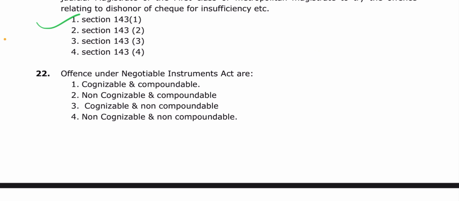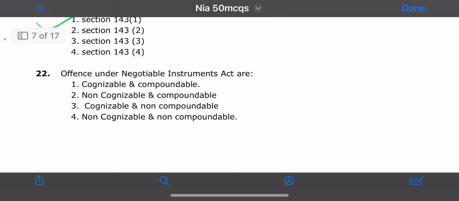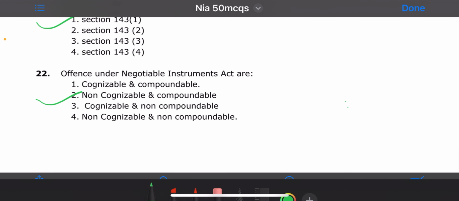Next question, offences under Negotiable Instruments Act are, the options are first, cognizable and compoundable, second, non-cognizable and compoundable, third, cognizable and non-compoundable, or fourth, non-cognizable and non-compoundable. The correct answer is second, non-cognizable and compoundable.